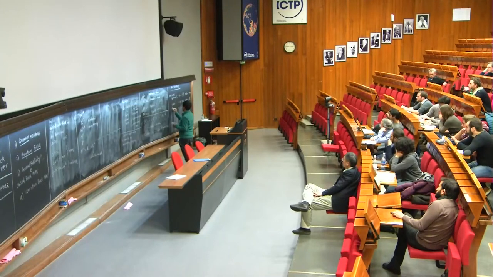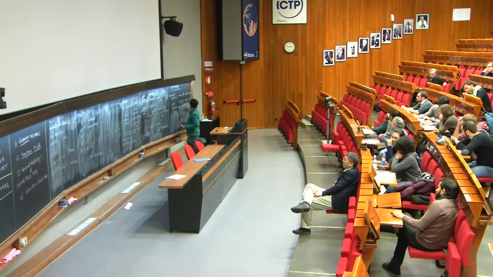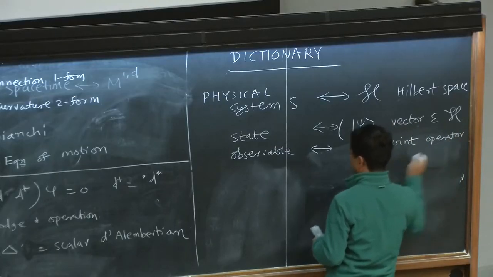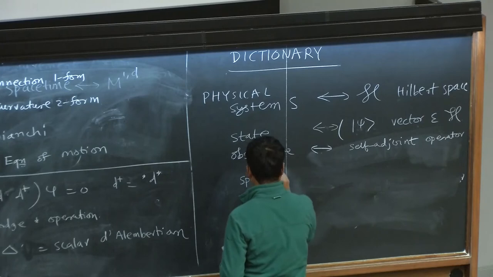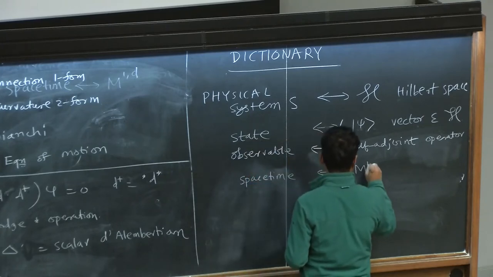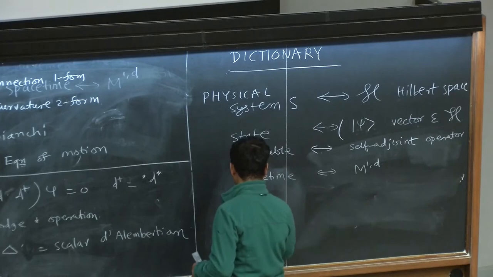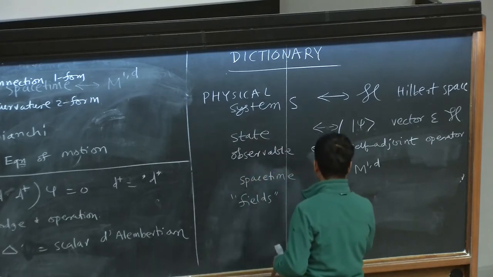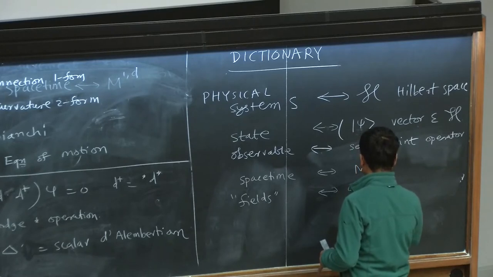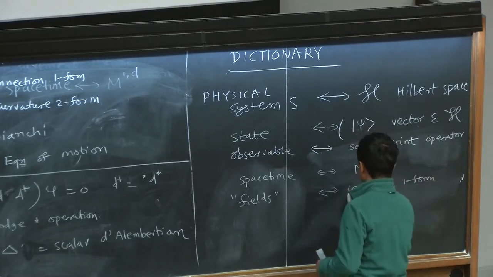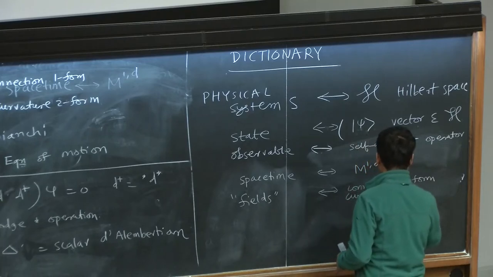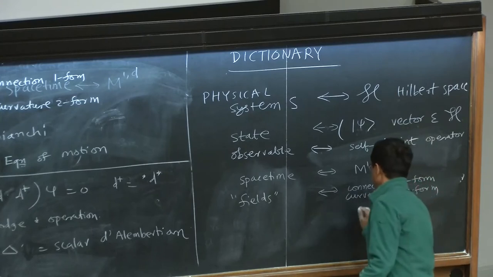So here we had observables, self-adjoint operators. Then we had space-time. As we said, it is some manifold, M1,D. And fields, they can be either connection forms or they can be curvature two forms. That is also a field because it's defined at every point, or sections of various bundles.